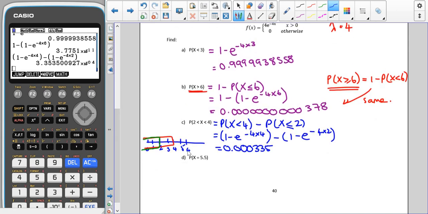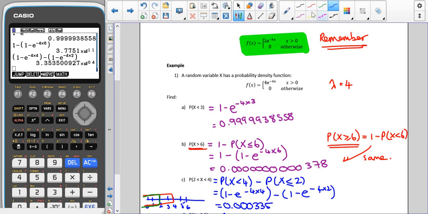And the last one here, the probability of x equaling 5.5, we've already talked about this, that's going to end up giving us 0. Just another important thing, if we were to write down the distribution of this, it would be x follows the exponential distribution, which we write as exp, and then we put our lambda, so that would be 4 for this one.